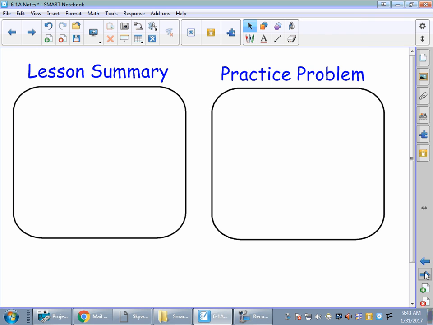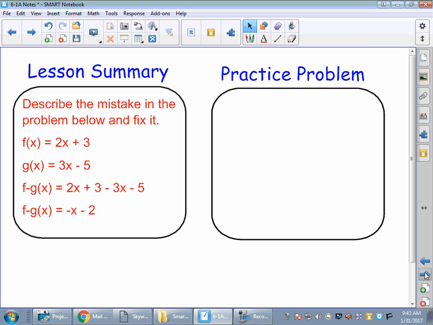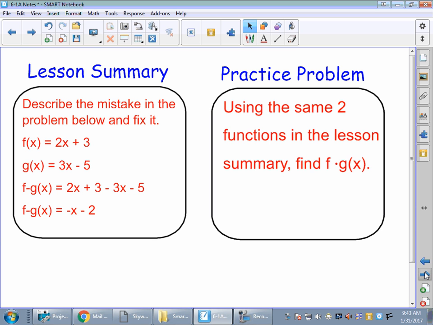So for your lesson summary, I have a problem here that's been all worked out, using f of x is 2x plus 3 and g of x is 3x minus 5. Figure out the mistake when they found the difference. And on the other side, I want you to use the same two functions, f of x and g of x, and I want you to find the product of f times g of x. Good luck.